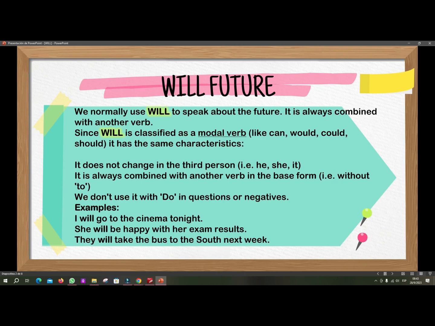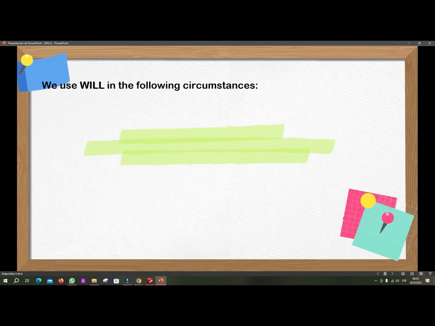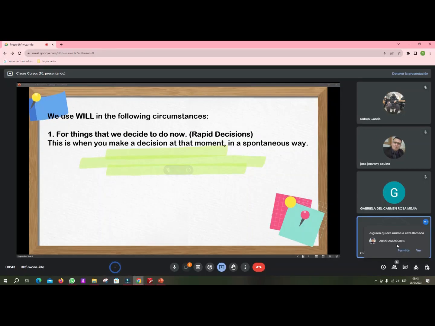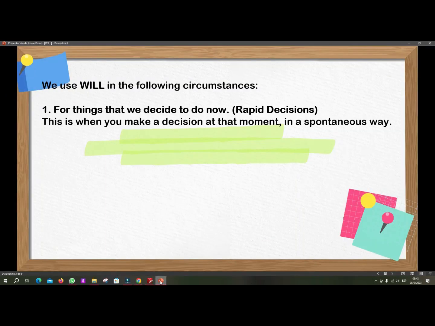Okay? They will take the bus to the south next week. There you have another example there, right? So we use will in the following circumstances. The first one, there you have it, right? It says, for things that we decide to do now. That would be like a rapid decision. You decided in this moment what you are going to do. What will happen next, right? So this is when you make a decision at the moment in a spontaneous way. For example, I'll call a taxi for you. You decided in that moment, so that's like a rapid decision. I will call a taxi for you.